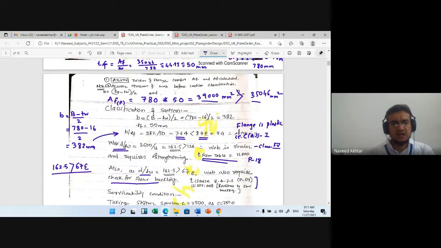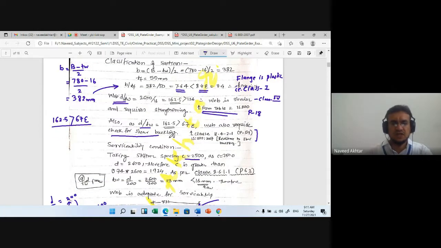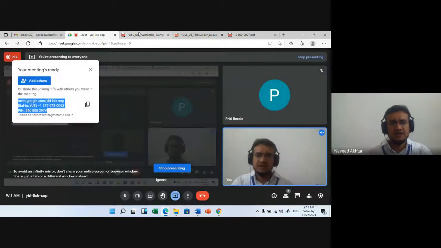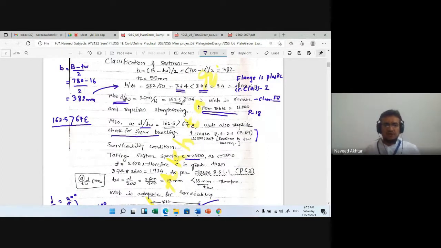Okay. Then the section classification, because we already decided the size of flange and web, so section classification can be done. After the section classification, we have come to know that the flange is plastic, but the web is slender because the depth of section is too large. That's why the web is slender, and the web is also required to be checked for shear buckling because the d by tw ratio is more than 162.5, which is greater than 67 epsilon.